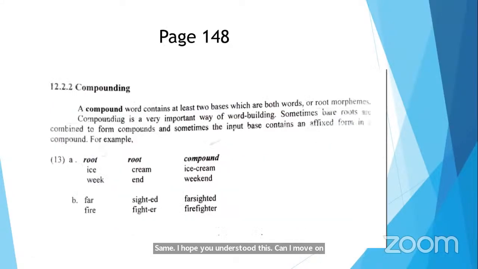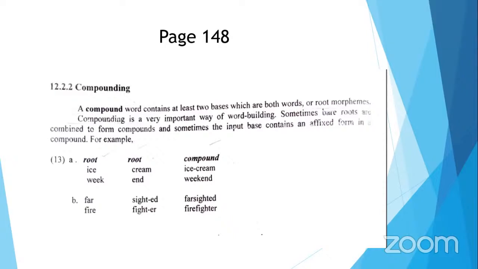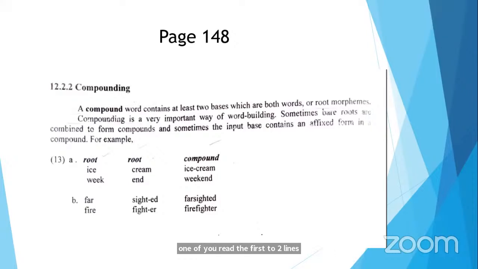Now, important definition. You should mark it if you have a book also. It is on page number 148. I mentioned it already on the screen. Compounding. One of you read the first two lines. A compound word contains at least two bases, which are both words or root morphemes. Compounding is very important.